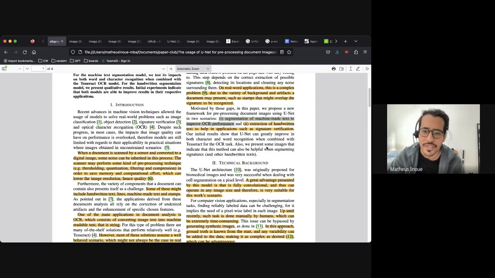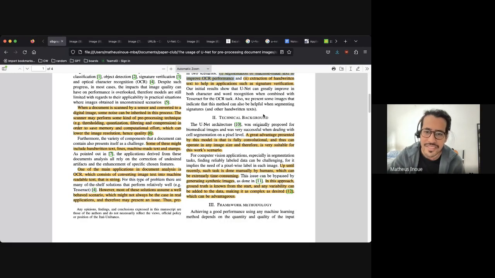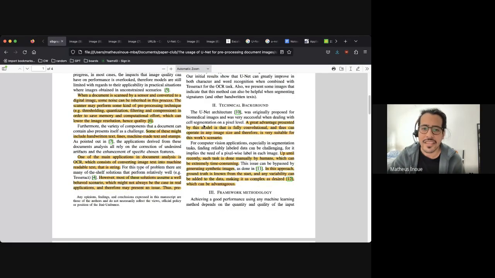Okay, so let me continue here with the paper. They go again with the technical background. Like I already presented the UNet architecture they used. And here I think it's really interesting that a great advantage presented by this model is that it's fully convolutional and thus can operate in any image scenario, and therefore is very suitable for this work scenario. And I think this is really interesting.